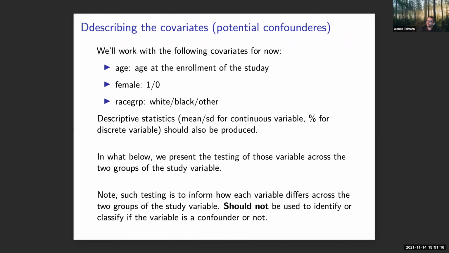So describing the covariance and the potential confounders, we'll work with the following covariates for now. We use age, gender, and race group. For descriptive statistics, we do mean and standard deviations, with the percentage of discrete variables being produced. We present the testing of those variables across the two study groups of the study variable. Such testing is to inform how each variable differs across the two groups. It should not be used to identify or classify if the variable is confounded or not.